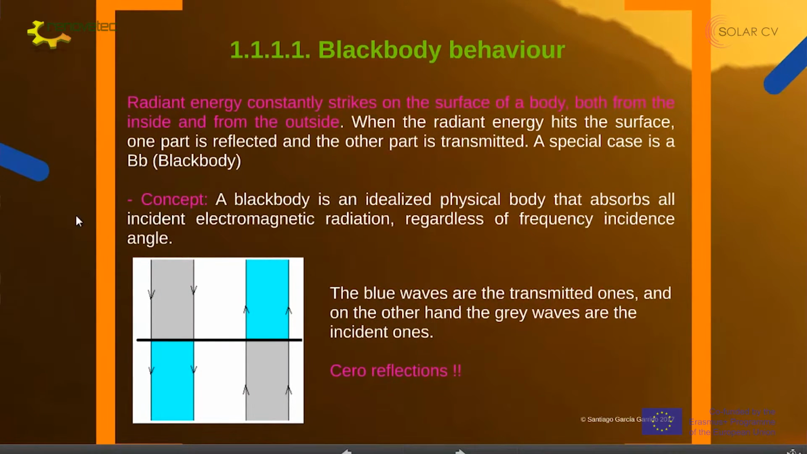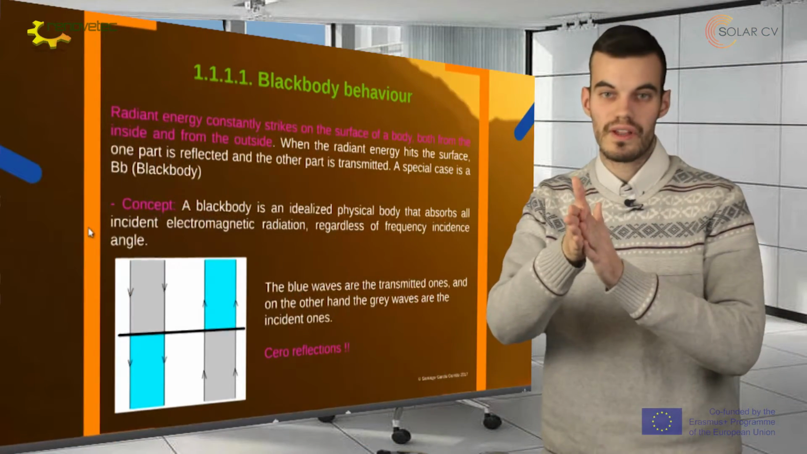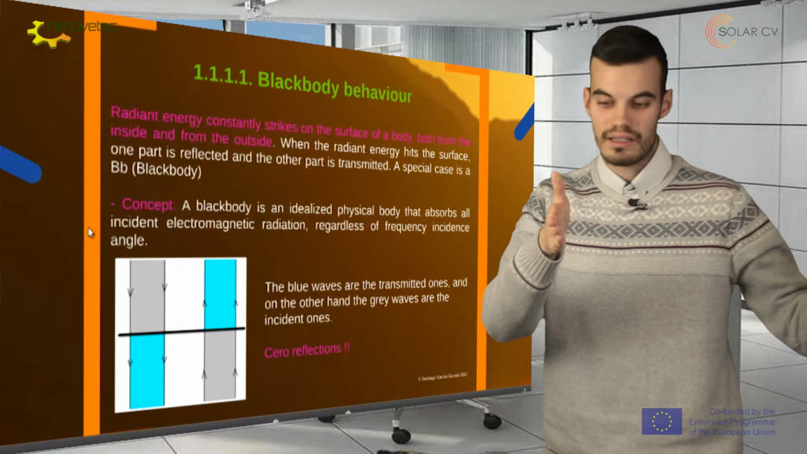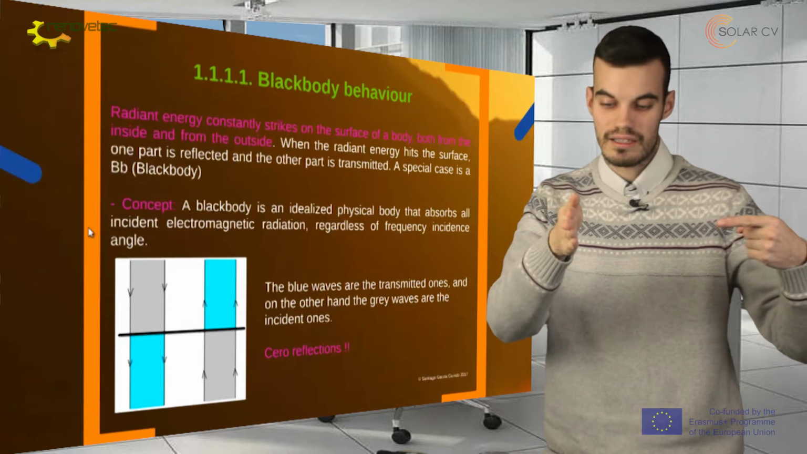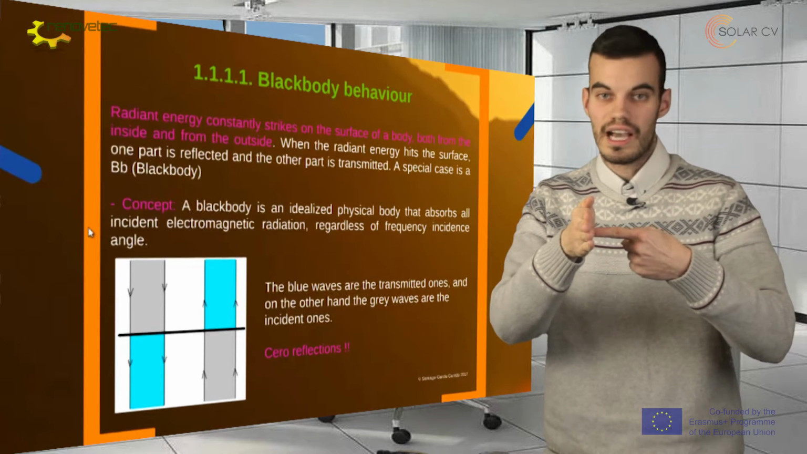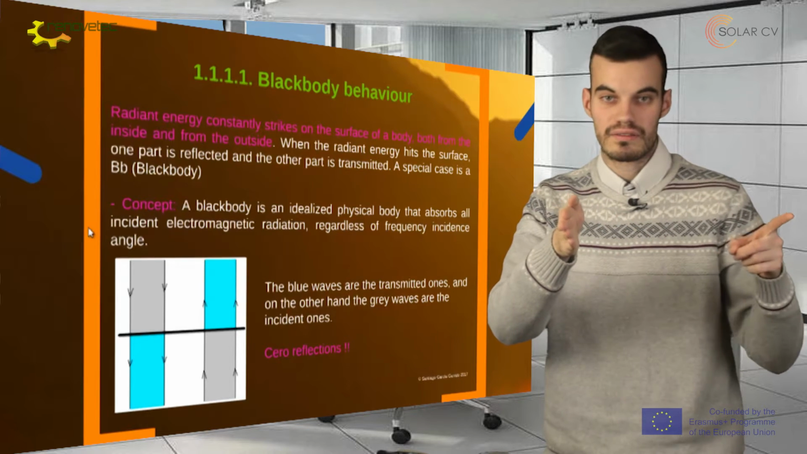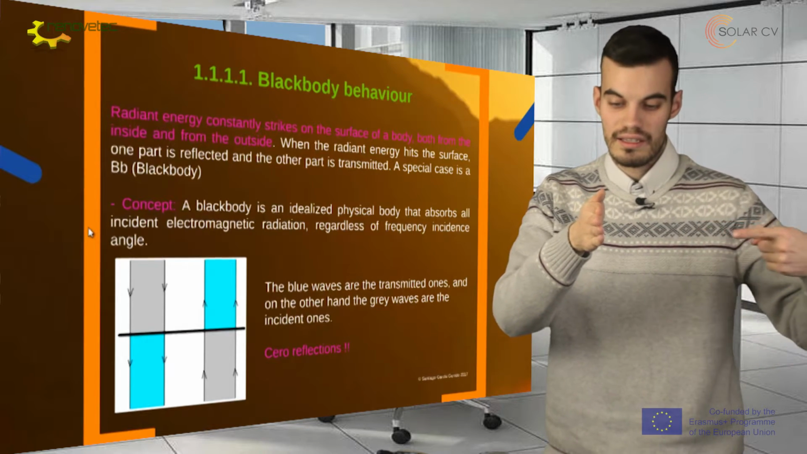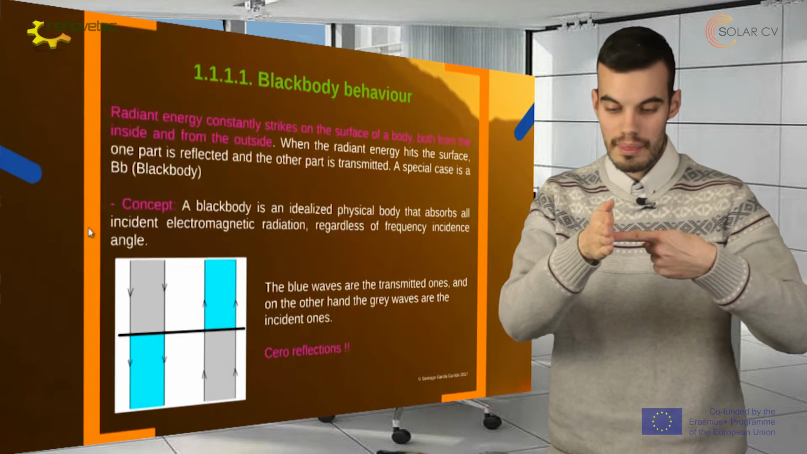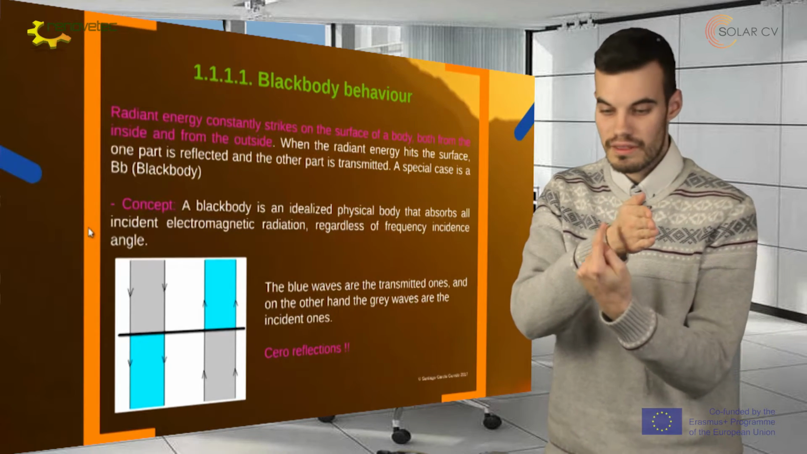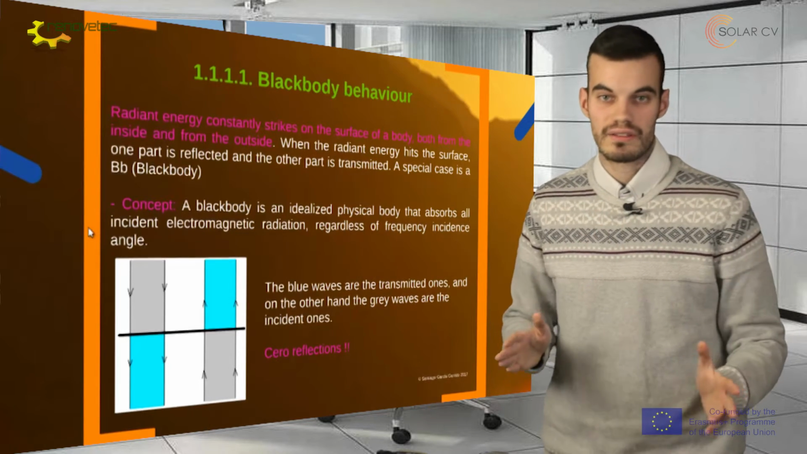A black body is a material, a substance which is not able to reflect anything. For example, if we have here a surface, a solar ray is traveling along free space and it hits the surface, and there is not going to be any reflection, i.e. it's going to pass through the surface without reflection.